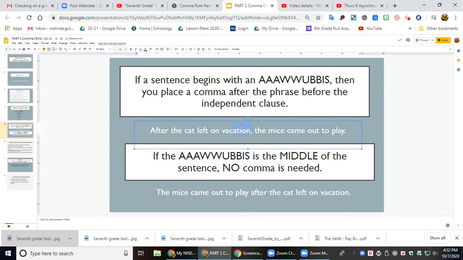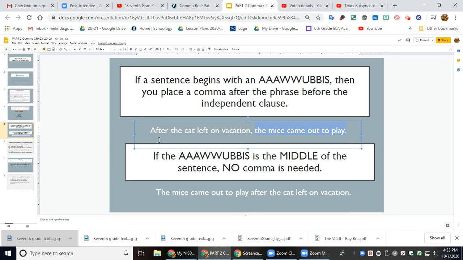After the cat left on vacation. So after is my AAAWWUBBIS, my subordinating conjunction. Here's my phrase: after the cat left on vacation. You cannot end there. That is not a complete thought. It must be attached to a complete independent sentence. The mice came out to play.